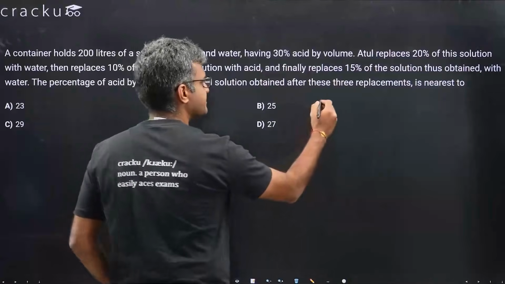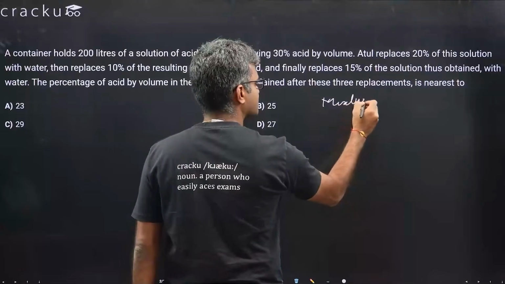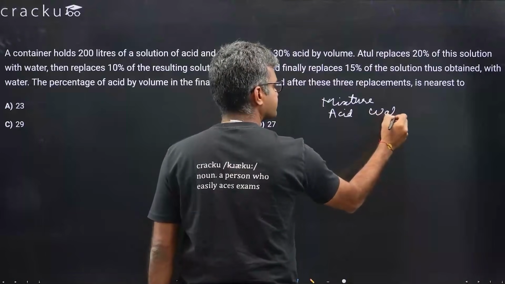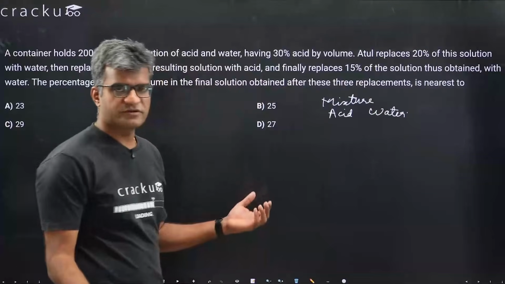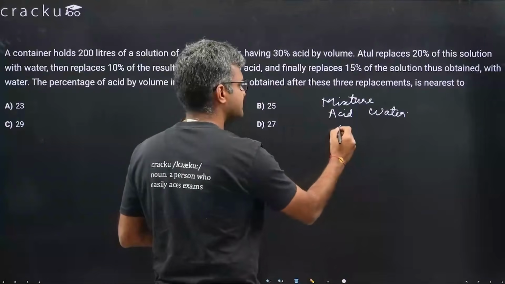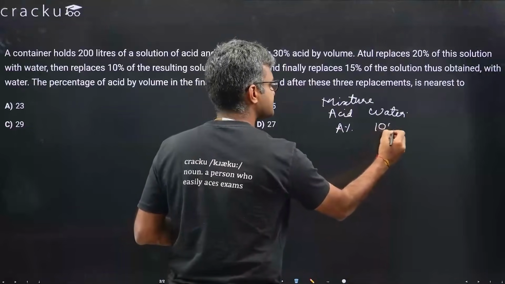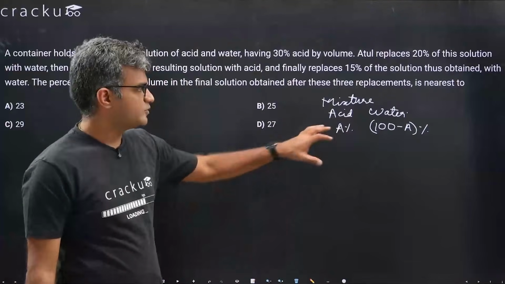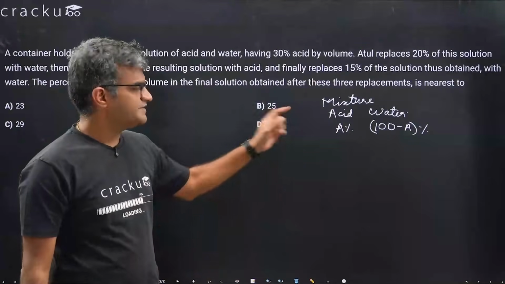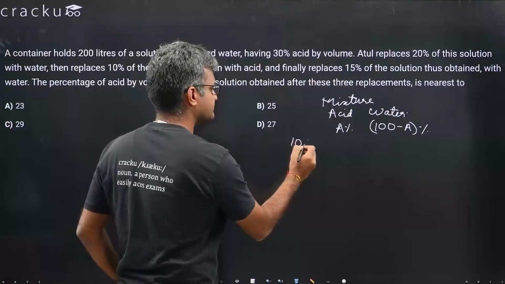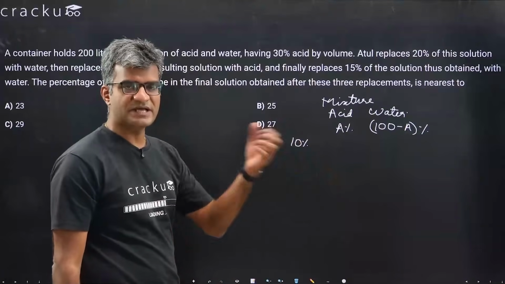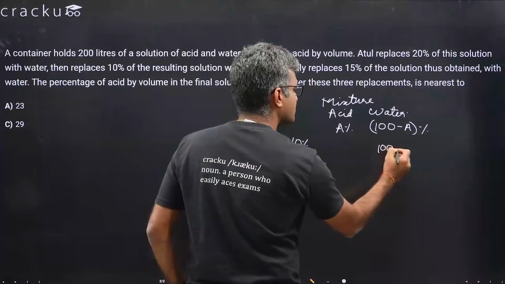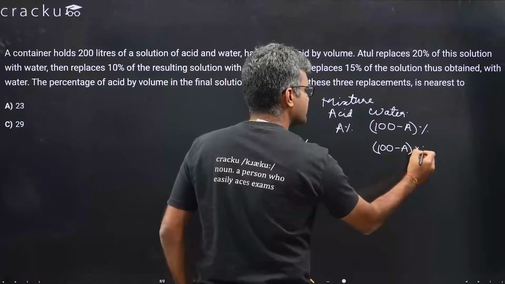Suppose you are given a mixture. Like in this particular case, suppose it is acid and water. Because both of them add up to 100%, let us assume that the percentage of acid is A% and percentage of water is 100 minus A%, because everything else will be water. So if you are removing A% of acid, the remaining will be water. If say 10% of this is removed and it is replaced with acid, then the percentage of water becomes equal to 100 minus A into 0.9.